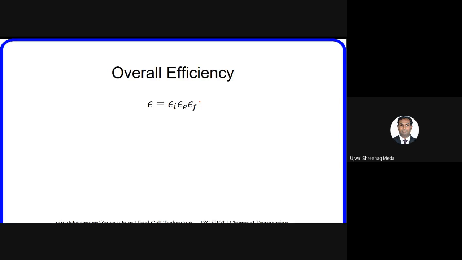However, this categorization is just on paper. It's a theoretical categorization. The practical efficiency could be just based on the voltage that is drawn and the maximum possible voltage, combined with the fuel utilization coefficient. That is the most commonly used efficiency calculation.